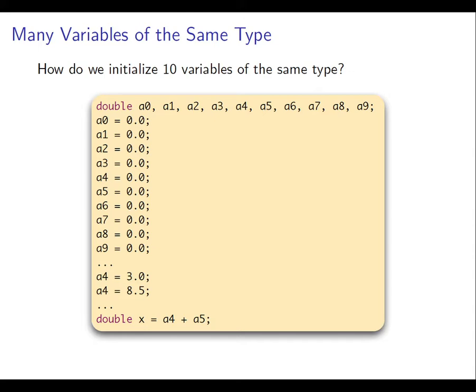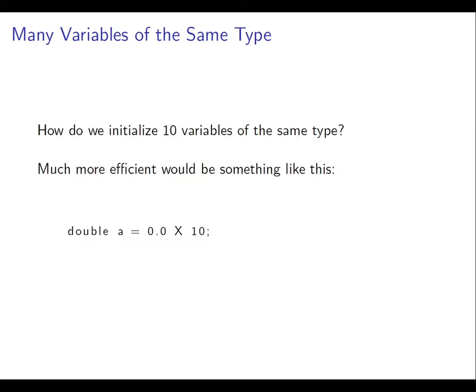This is all a bit inefficient, and in particular the fact that we had to write 10 separate initialization lines for the elements of that related set of variables is a bit sad. So how do we do that? We'd really much rather be able to do something like this. We'd like to be able to say, well, let's have a collection of 10 doubles all initialized to 0.0. And then in some circumstances we would like to be able to treat them uniformly. For example, we might like to be able to write a for loop to iterate over them.